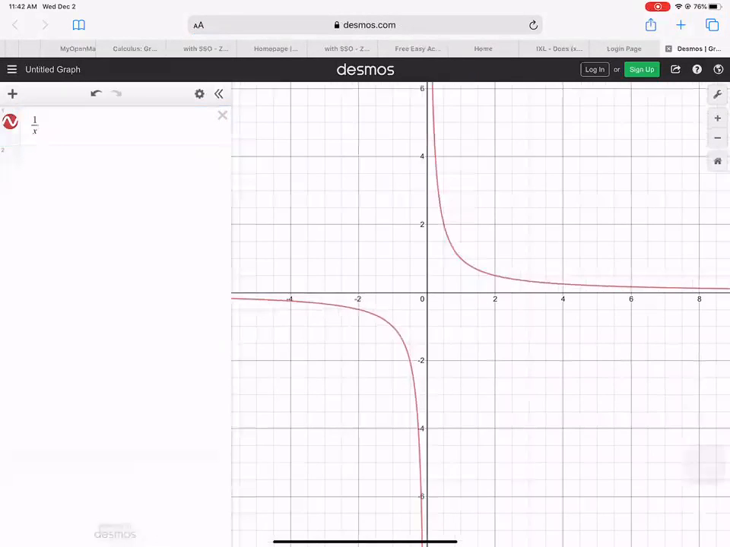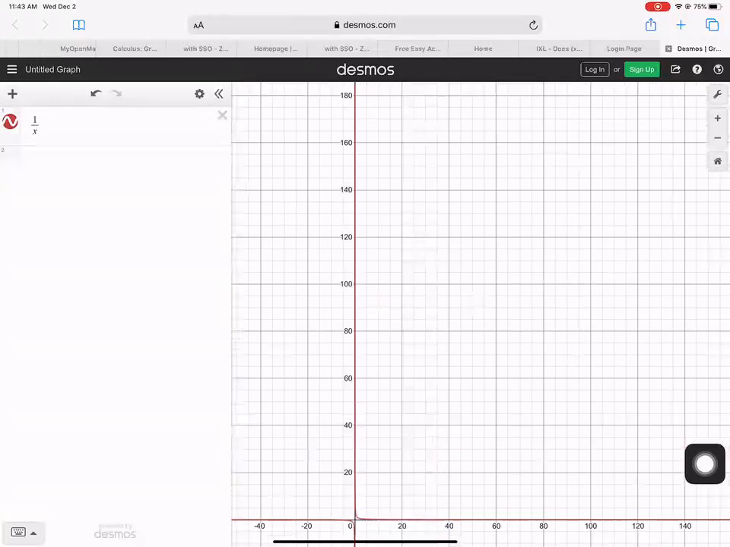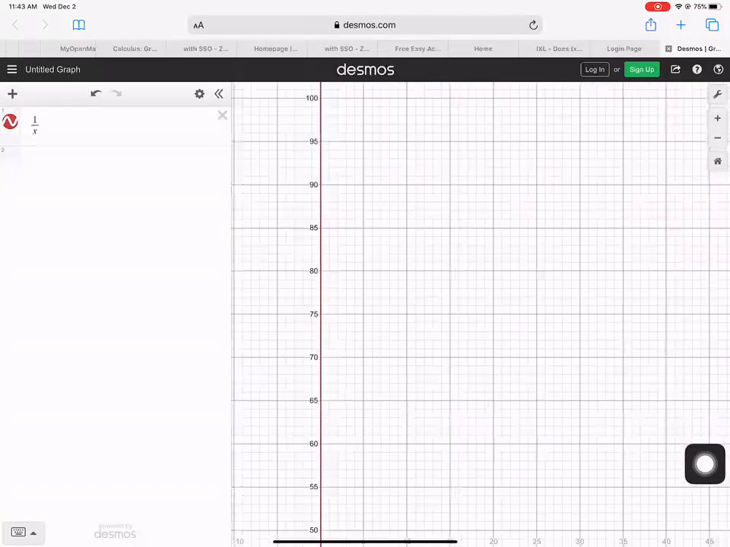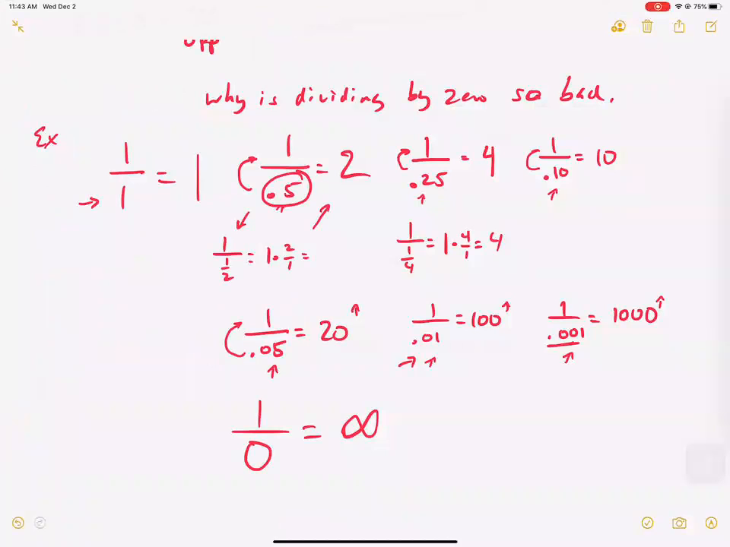And I want to show you just on the right side here. As x gets closer to 0, what happens to the y value? It shoots up. Because as x gets smaller and smaller and smaller, you end up with more y's, till you shoot up all the way to infinity. And we can demonstrate that with our simple example here of just dividing by small numbers. So whenever you divide by 0, you actually shoot off to infinity.